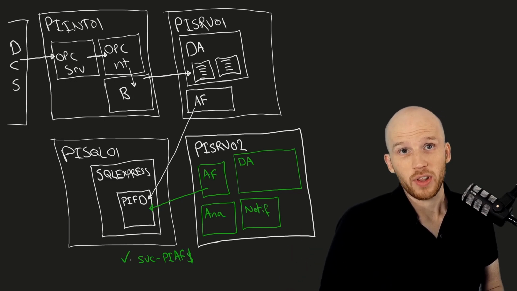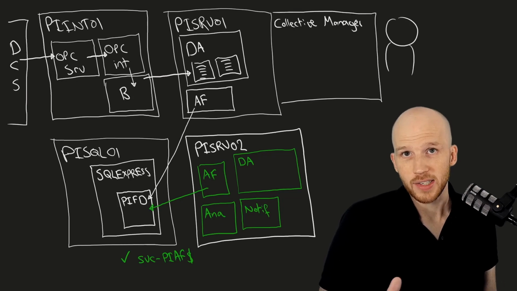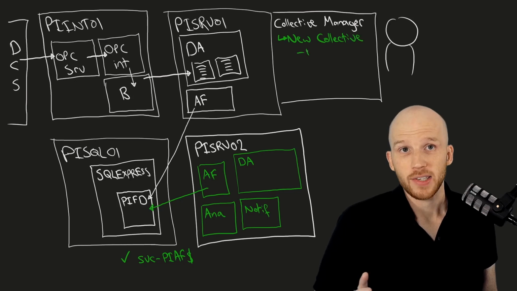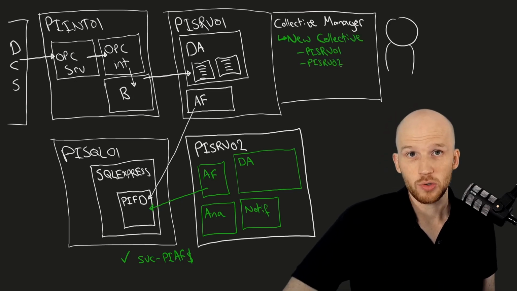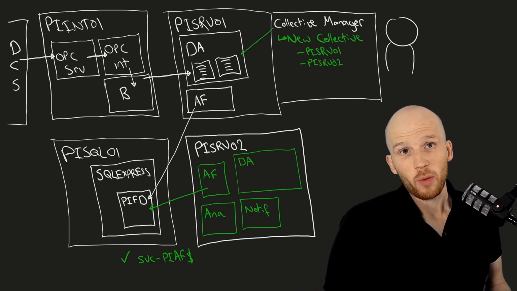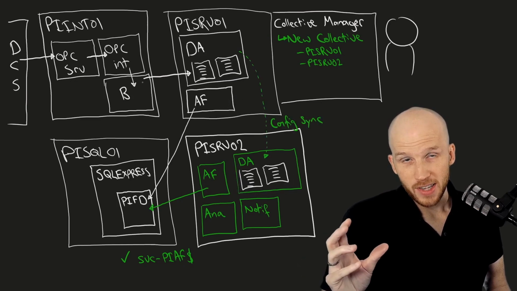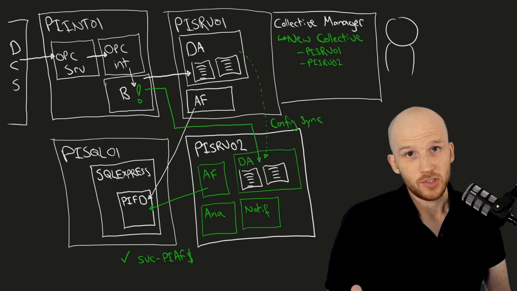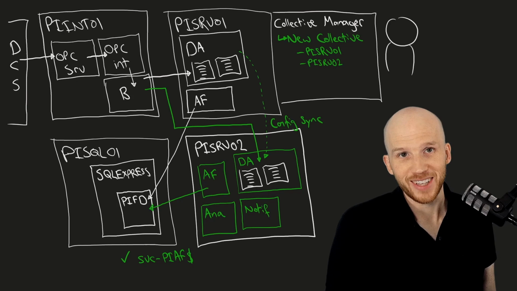Next, we'll run the PyCollective Manager on PySRV01 and make a data archive collective out of PySRV01 and PySRV02. We'll let it copy our historical archives over to PySRV02, and our interfaces will automatically start fanning data, and it should all just work straight away. I reckon this is the coolest thing about the whole system.